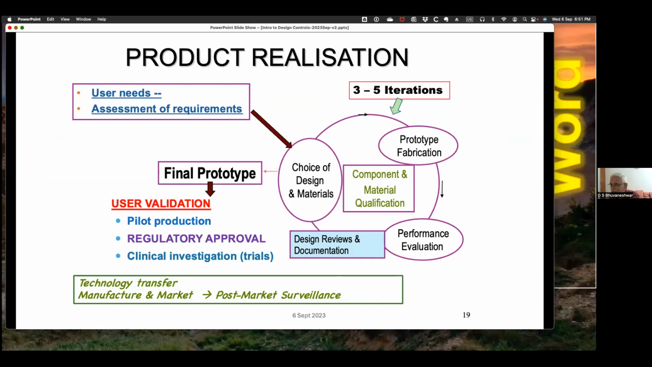Another way, this is one I like. This is the way I did my valve development, where we looked at the user needs and also assessing the requirements.